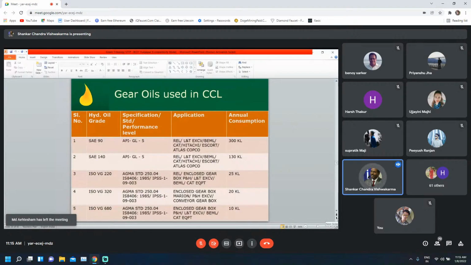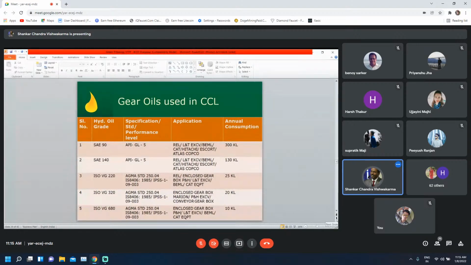And the gear oils again are different, but mainly it is SAE 90 or SAE 40, 140. On VG grade wise, it is starting from 220 VG grade up to 680 VG grade. So these are very high viscosity grade lubricating oils we are using in gearboxes of different HEMMs deployed in CCL.